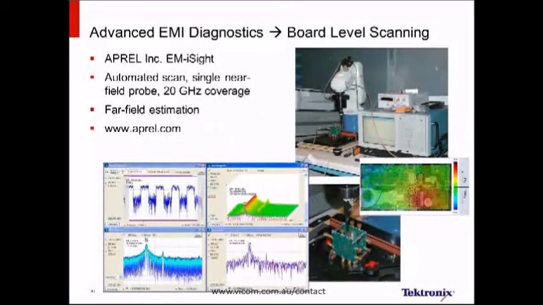There are some people who require board-level scanning. Tektronix has a partner, Aprel, in Ottawa, Ontario, who makes the EMI EyeSight system. The EMI EyeSight system is an automated system that employs a robotic arm instead of a gantry. This allows us to support big projects as well as small projects. They have a single 20 gigahertz coverage probe. One of the most interesting aspects of their software is that they're able to do far-field estimation using near-field measurements. For further information, I'd highly recommend you go to their website and you can download the papers that talk about it.